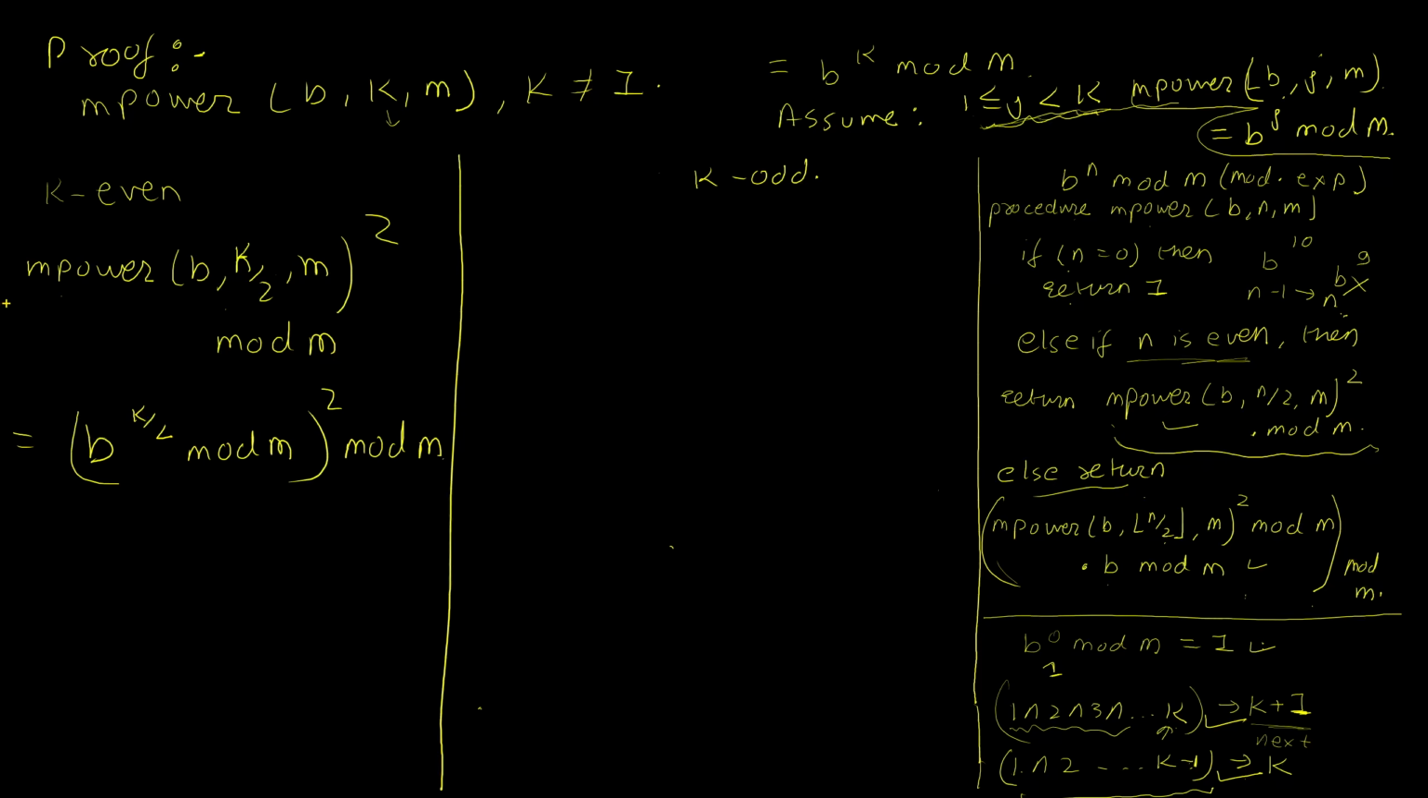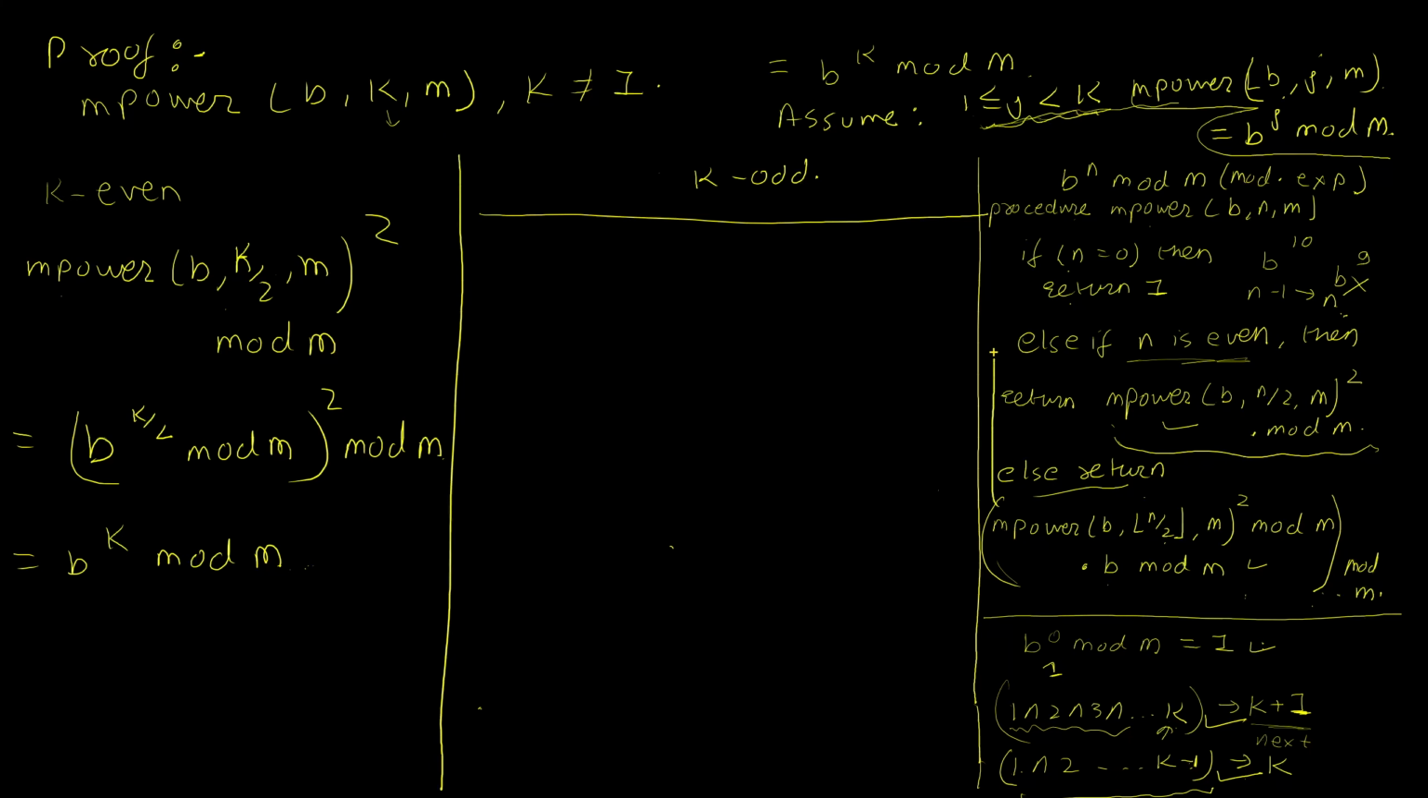So all we did was replace mpower(b, k by 2, m) with b raised to the power k by 2 mod m, because the power k by 2 fell within my assumption, where I assumed the formula would work correctly. And this will just be equal to b raised to the power k mod m. So nothing fancy here, just a few laws of modular arithmetic. I'll show you the algebra of why this works maybe, but let's get on to the case for when k is odd. And I know in this case, it is returning using this statement.